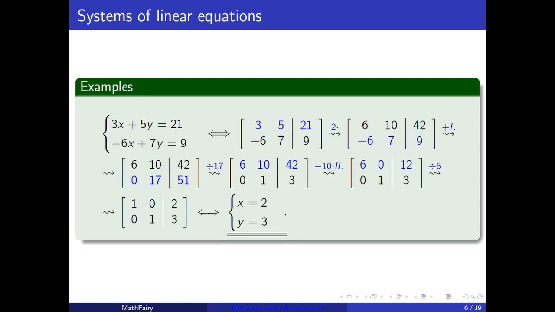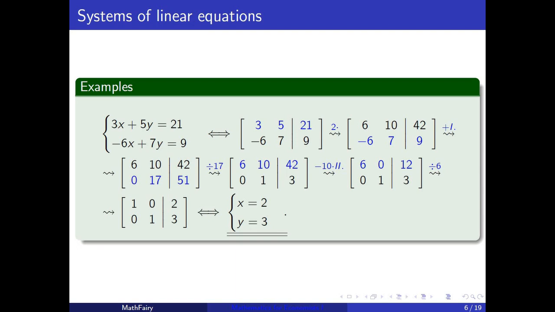So in this example, we have to solve the system of linear equations 3x plus 5y equals 21 and negative 6x plus 7y equals 9. We can rewrite the system of linear equations as the augmented coefficient matrix, as seen here. And we can do the same operations as we have done before, now with the rows of the matrix. So first, we multiply the first row of this augmented coefficient matrix by 2, giving us 6, 10, and 42 in the first row. And therefore, we have equal coefficients in the first column.